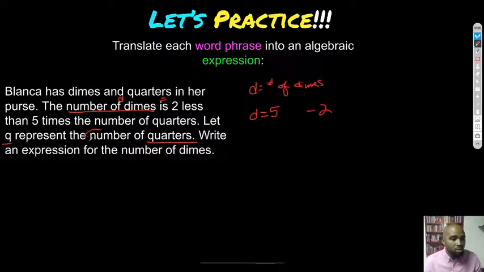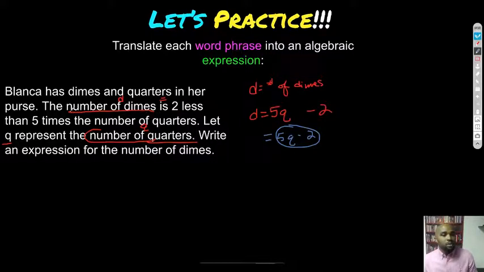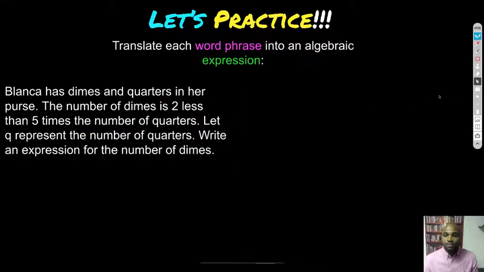And this whole number of quarters piece we'll let it represent with Q. So 5 times Q. So I know my dimes are going to be equal to 5 times the quarters minus 2 more. So this is the expression we're after here. Man, that was a good one, wasn't it? So the number of dimes is 2 less than what? 5 times the number of quarters. So some quarters, but 5 times those quarters. So that's how we're going to finish this one.